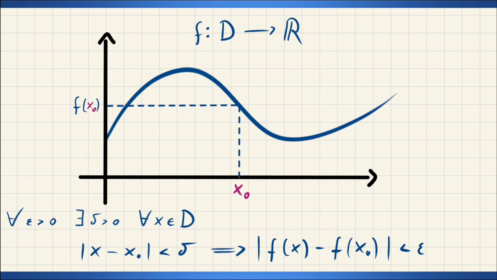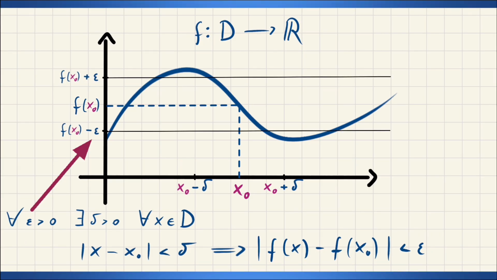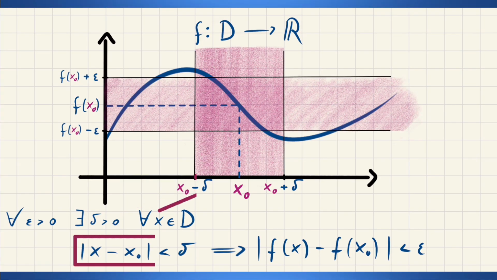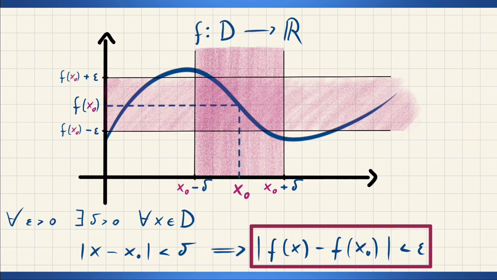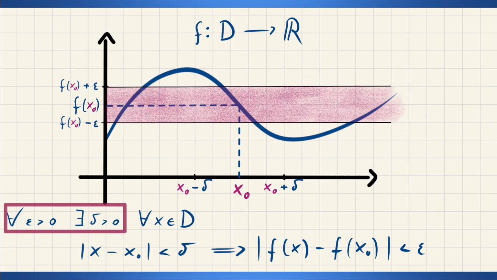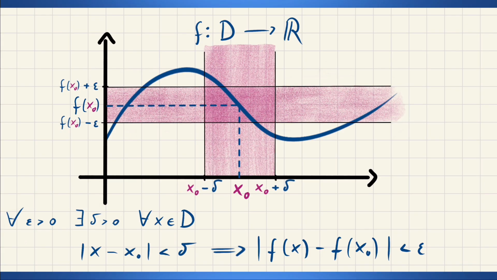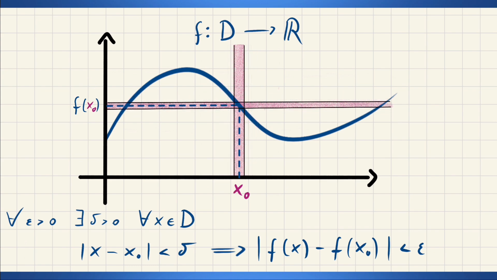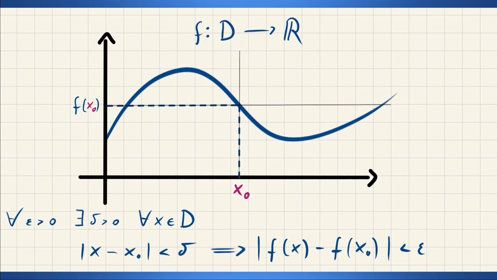Okay, let's make this visual. This means that for an epsilon neighborhood around f of x0, there exists a corresponding delta neighborhood around x0. For all x in this delta neighborhood, the absolute difference in function values is less than epsilon. If epsilon is chosen smaller, delta, which depends on epsilon, is adjusted accordingly. If this holds for every epsilon greater than 0, no matter how small, then the function is continuous at x0.